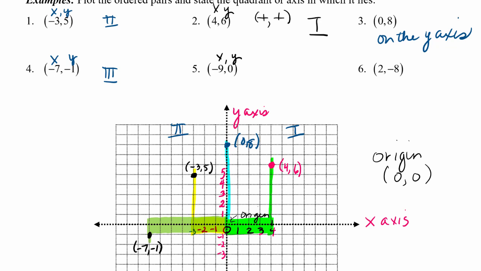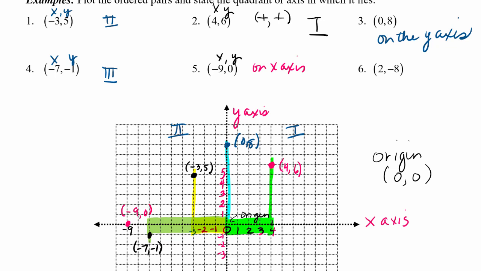Our next ordered pair is -9, 0. So x is -9. So we're going to come all the way to -9. Here's -9. And we're going to put a dot right on the x-axis because y is 0. So this lies on the x-axis. And it's this point over here, negative 9 comma 0. Okay? Are you getting the idea here?